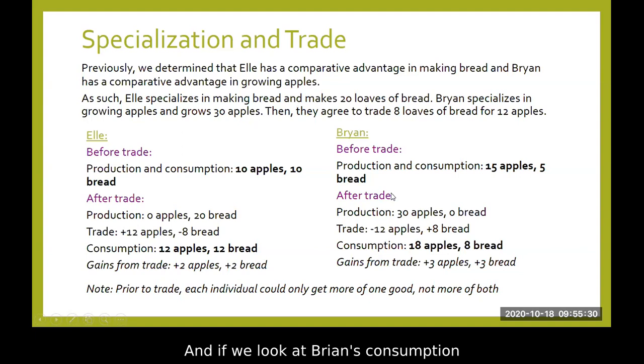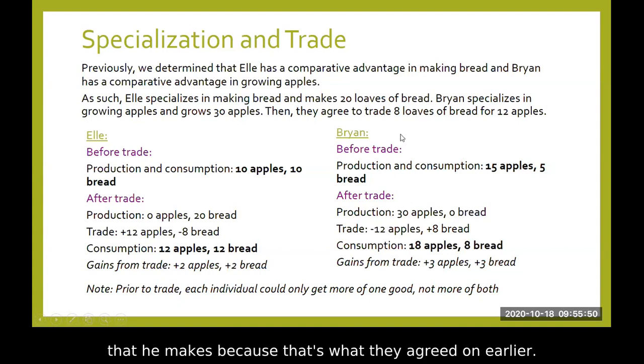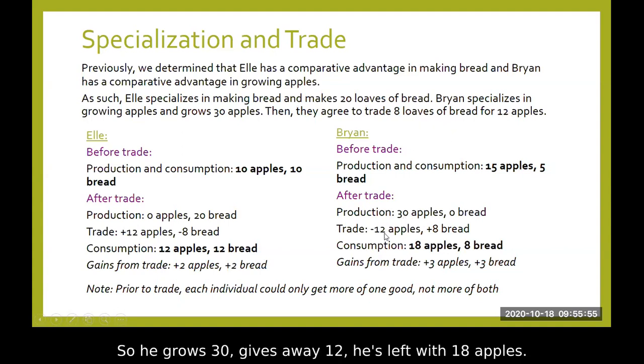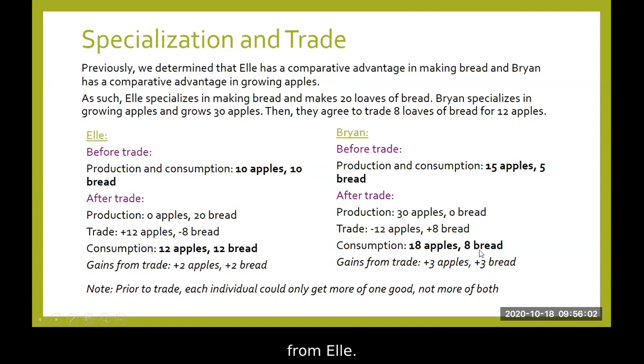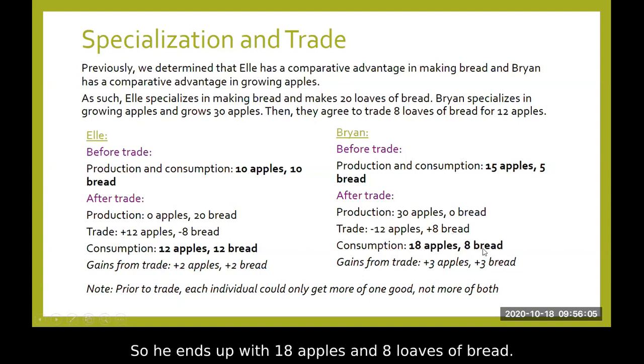And if we look at Brian's consumption after trade, after trade, he only specializes in growing apples. So he makes 30 apples in the 8 hours, and he doesn't make any bread, but he gives away 12 apples from the 30 that he makes because that's what they agreed on earlier. So he grows 30, gives away 12. He's left with 18 apples, and he doesn't make any bread, but he gets 8 loaves from Elle. So he ends up with 18 apples and 8 loaves of bread.